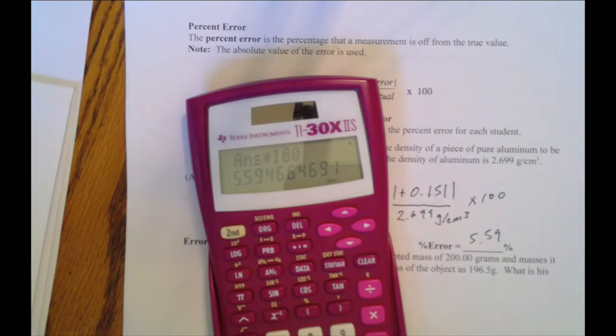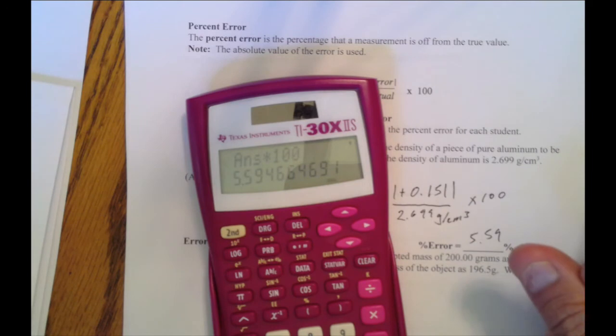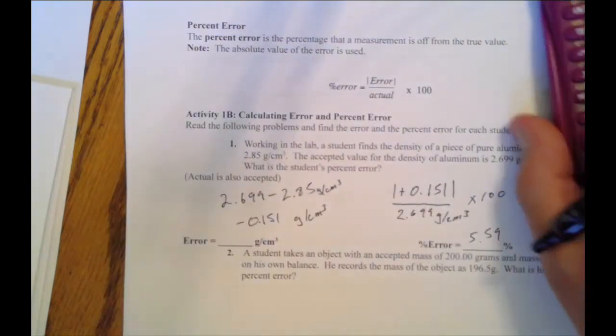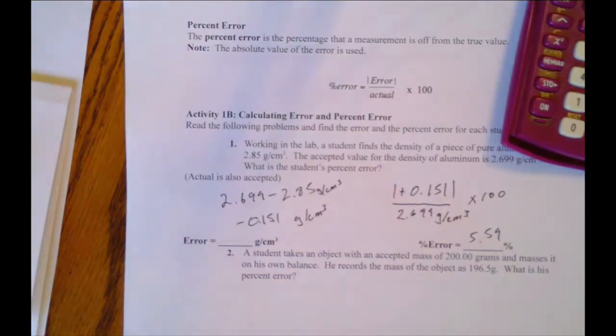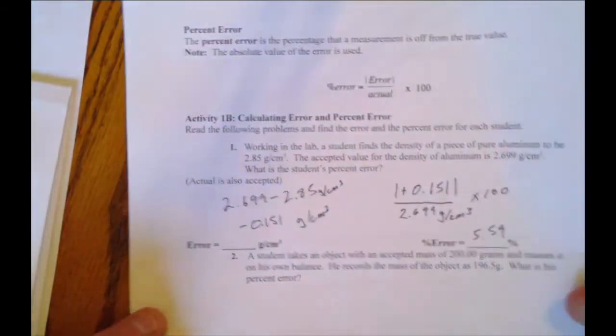So this is 5.59% error. Now, if you got a 93 point something on a test, or 94 point something on a test, you'd probably be pretty happy. This is only 5.59% off. If this were some medical procedure and it was 5.59% off, that might be bad. You might not want that. So for homework tonight, you should finish problems 2 and 3. Let's take a look then at how to read scales.